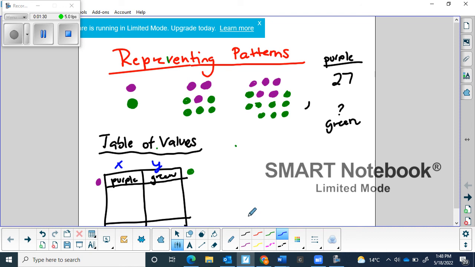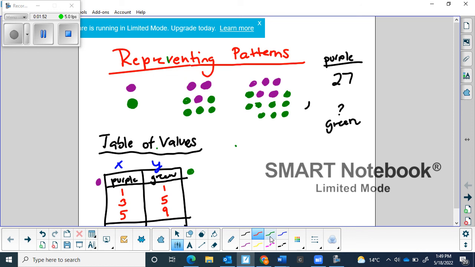So now my next thing is I'm going to write down the values that I have. So for every one purple dot, I have one green dot. The second one, I have 3 purple dots. I have 1, 2, 3, 4, 5 green dots. And for this next one, I have 5 purple dots. And I have 1, 2, 3, 4, 5, 6, 7, 8, 9 green dots.